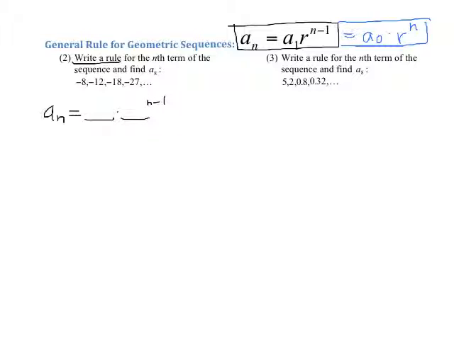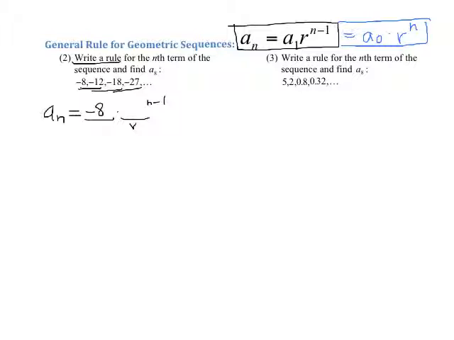I need to figure out what the first number in the list is and what the constant ratio is. So the first number in the list is relatively easy. That's the -8 that's here. The ratio in between each individual term is not quite as obvious. What times -8 gives me -12? What times -12 gives me -18? What times -18 gives me -27?